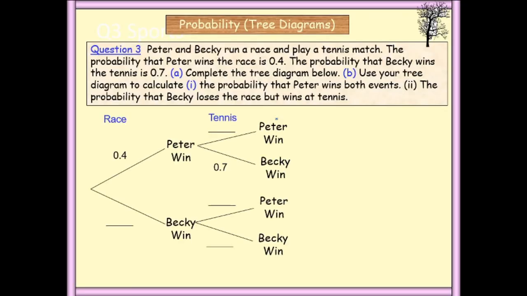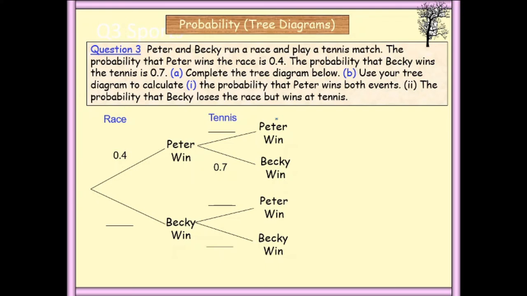Okay, last one to do. Peter and Becky run a race and play a tennis match, so they're two totally different events. The probability that Peter wins the race is 0.4 and that Becky wins tennis is 0.7. Go and work it out. Pause the video if you need to.